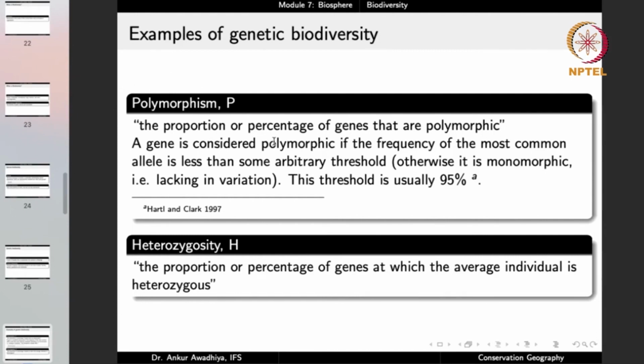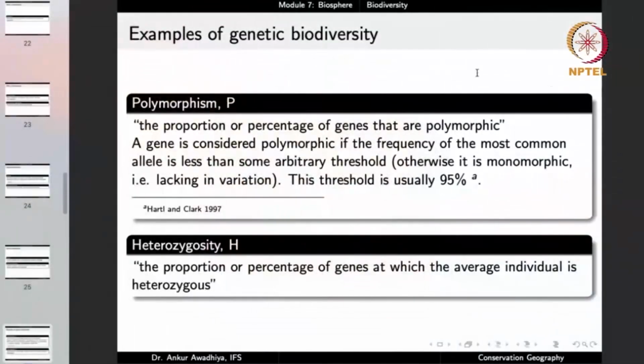And polymorphism is the proportion or percentage of genes that are polymorphic. That is, if you talk about any individual of a species, the individual has a great number of genes. In the case of humans, we have roughly around 30,000 genes. Now, when you talk about polymorphism, you are asking the question, how many of these genes are polymorphic? So, the proportion or percentage of genes that are polymorphic is polymorphism. And the gene is polymorphic if the frequency of the most common allele is less than some arbitrary threshold, such as 95%.